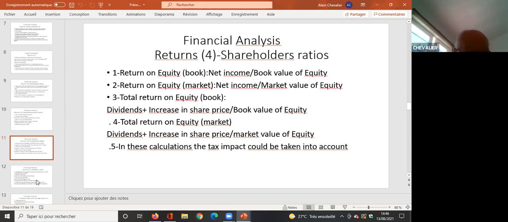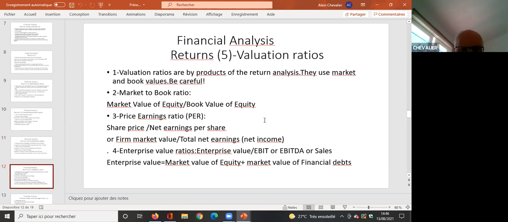Now I move to slide number 12. When you are dealing with returns for shareholders, you are very close to something a bit different, which is what we call valuation ratios. They are a kind of byproduct of the return analysis, but they also use market and book values. So be careful again about homogeneity: homogeneity in terms of market and book, in terms of taxes, in terms of inflation.